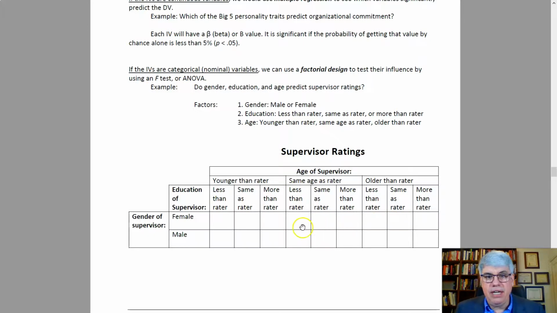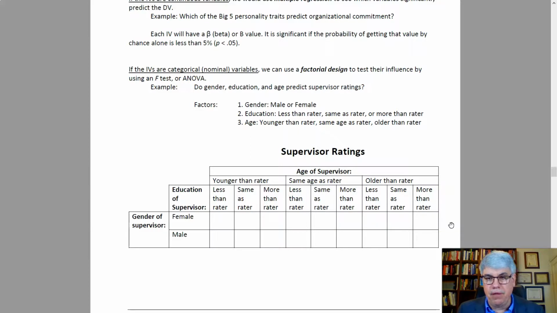And so what we would do is we would get a bunch of people in each category. Down here, we've got females and males. And then the three main categories vertically are the age of the supervisor, younger than the rater, same age as the rater, older than the rater. And then under each of these categories, we would have education of the supervisor less than the rater, same as the rater, more than the rater, and repeat that all the way through there. And so that gives us about 18 different cells here. And we would get data from about, say, 30 people per cell.